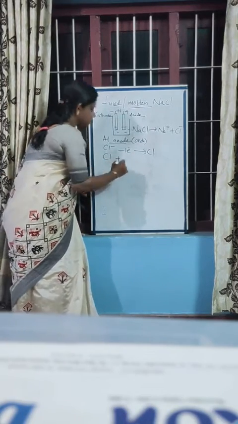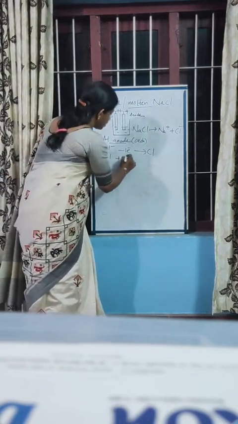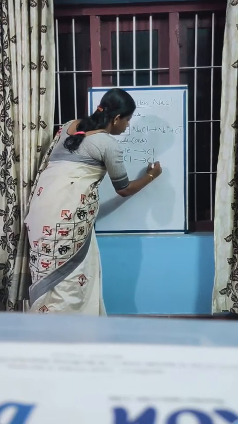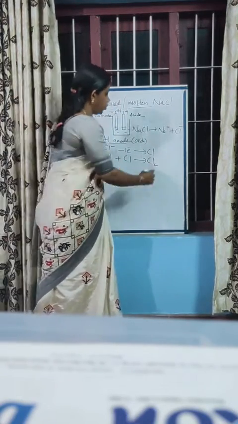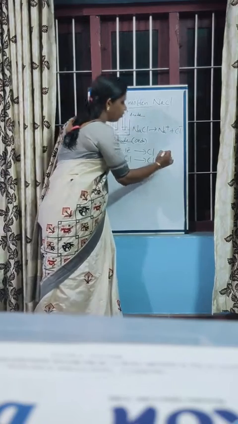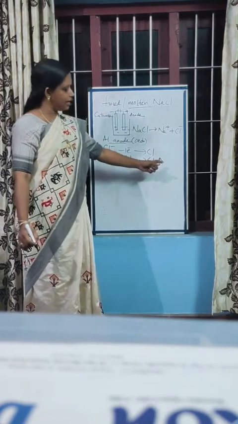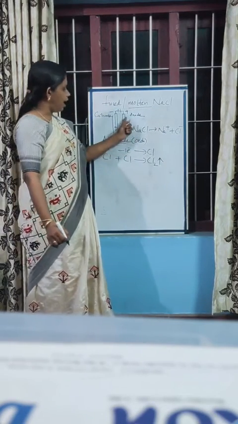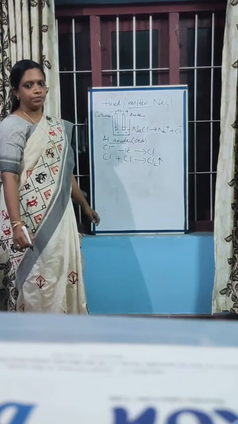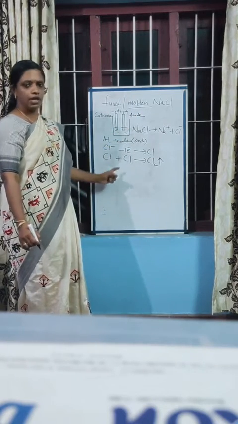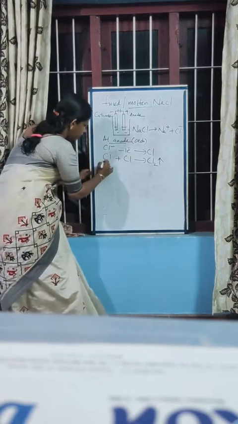Since a chlorine atom is unstable, it combines with another chlorine atom to form a chlorine molecule. Two chlorine atoms combine to form a chlorine molecule and is evolved. The arrow represents evolving. Chlorine gas is evolved from the anode. That is the reaction at the anode. What will happen at the cathode?